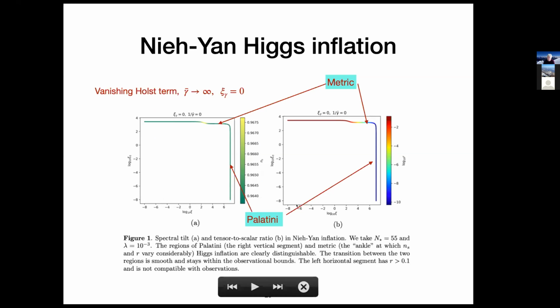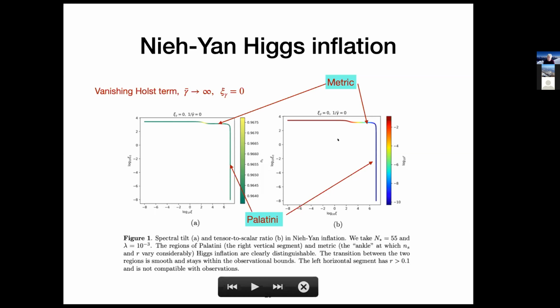So what this picture shows. The horizontal axis is always the value of the non-minimal coupling psi, okay? And the vertical axis is the value of yet another non-minimal coupling which appears in front of the Nieh-Yan term, okay? And this is the line which corresponds to the fixing of COBE normalization for the Higgs inflation. And the color code here gives us, in this case, this is for n_s, and in this figure, this is for r, okay?